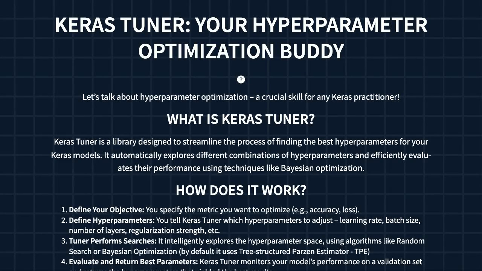Okay, so let's tackle hyperparameter optimization. It's a really important part of getting the most out of your Keras models. Keras Tuner is like a super smart assistant that takes care of finding the best settings for your model. Basically, you tell it what metric you want to improve, like accuracy or loss, and then which specific settings, hyperparameters, you want it to adjust, such as learning rate or batch size. It then intelligently explores all those combinations automatically, using clever techniques like Bayesian optimization, and returns the best results. It handles all of the work so that you can focus on building great models.